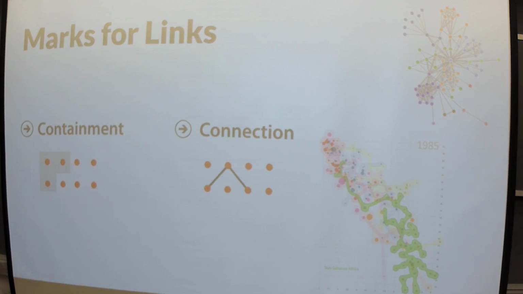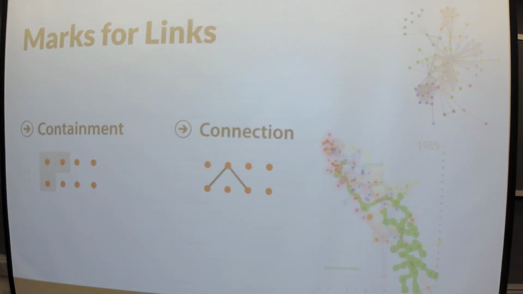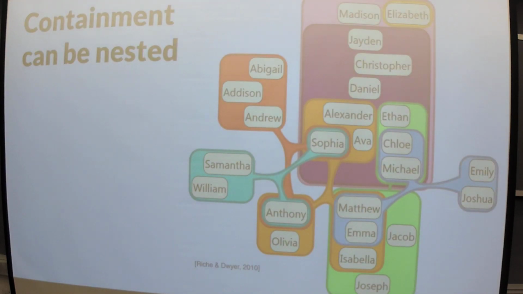We talked about these when we talked about the Gestalt principles. So these are the things that identify the independent variable, right? Each of these points or lines or areas is an independent variable. Each of those links that are visualized by containment or connections is also an independent variable. We can also nest containment. Here's a technique that we'll talk about a little more when we talk about set visualization.